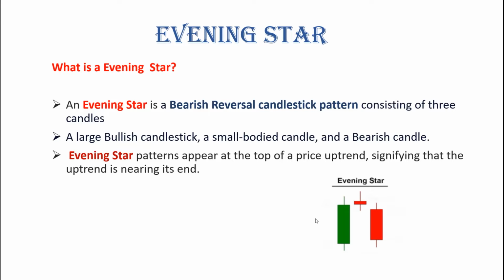So this is how the evening star candlestick pattern is formed, and this pattern should form at the resistance level. The evening star pattern appears at the top of a price uptrend, that is the resistance level, signifying that the uptrend is nearing its end. So it is a pause for the uptrend.